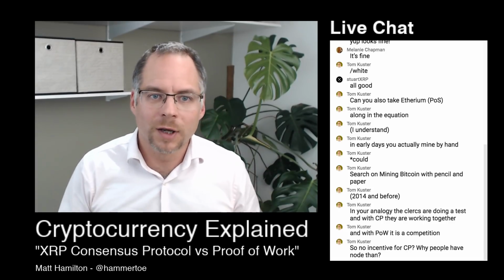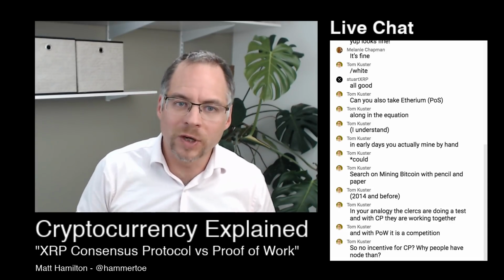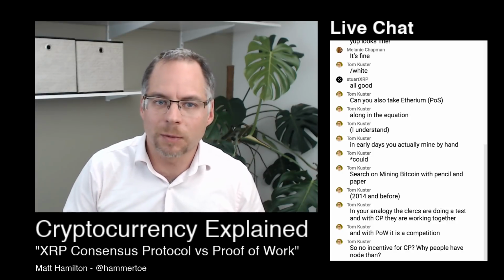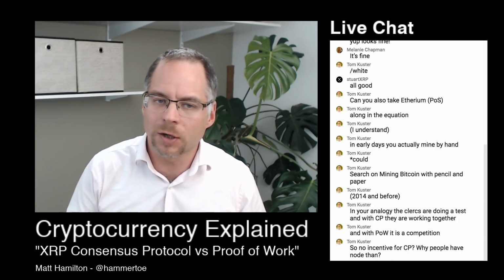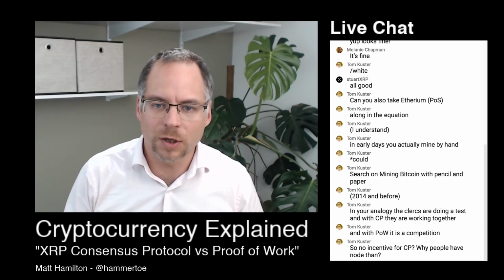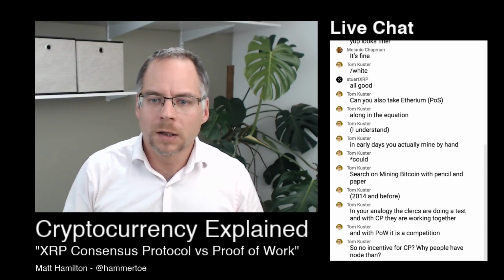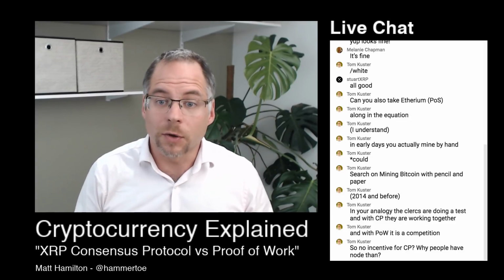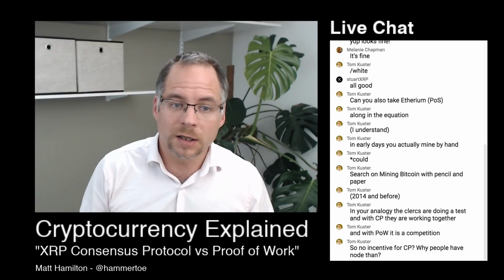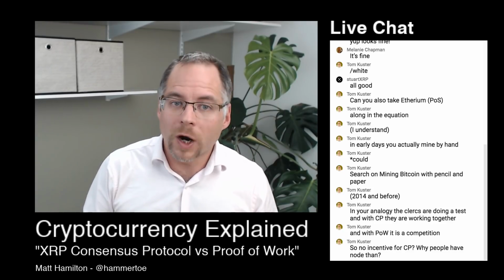You can't go any faster. It's just trying to get to an agreement, and if you don't come to an agreement, if you start being malicious, somebody will just stop listening to you. So there's no incentive to game the system with the XRP Consensus Protocol. Tom's just asked, there's no incentive for the Consensus Protocol, so why do people do it?